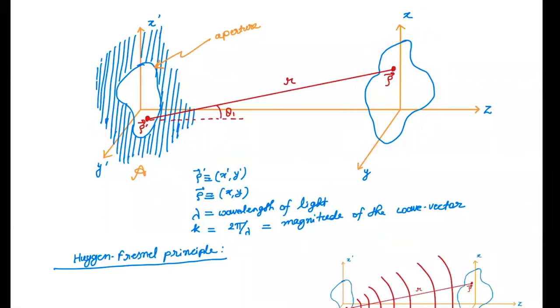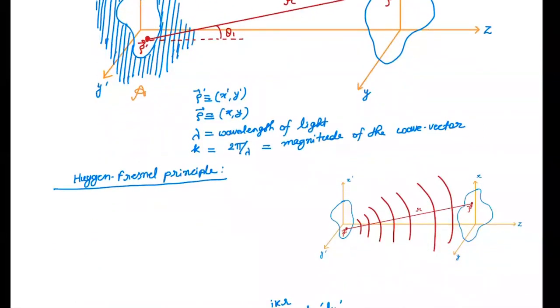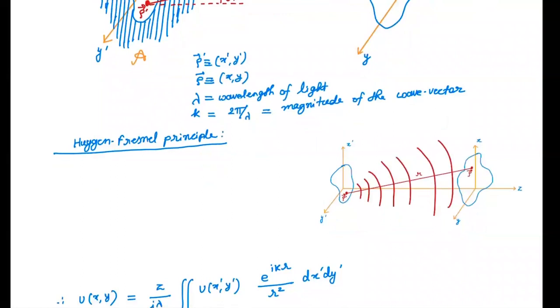Now, how do we do it? I will start from what's called the Huygens-Fresnel principle. Deriving the Huygens-Fresnel principle in the most rigorous fashion will take a while, but we will not do that. I will try to get to the Huygens-Fresnel principle in a slightly non-rigorous way, which should be a bit more intuitive.